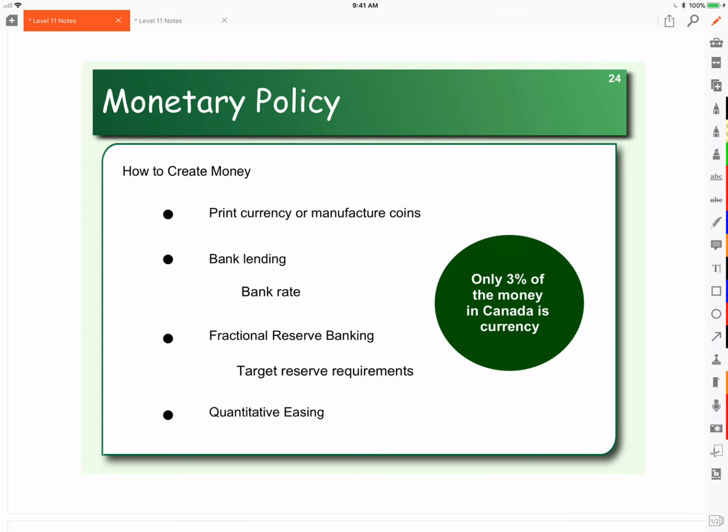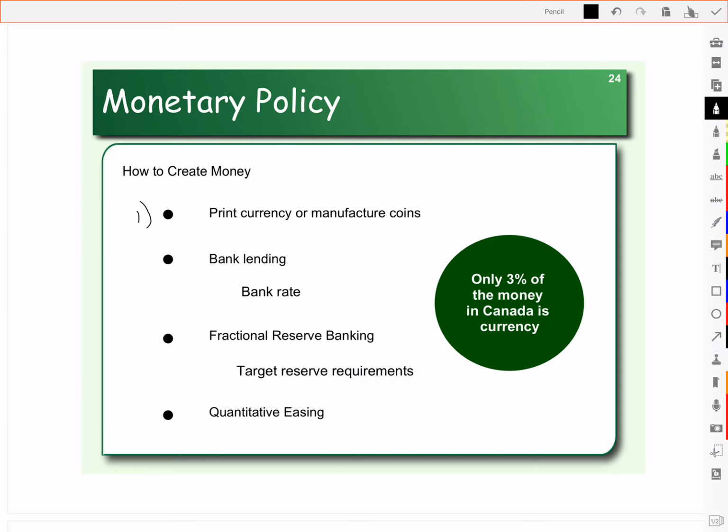So how do we create money in our economy? The first is we print banknotes or we manufacture coins. The second is that we create money through bank lending. So when banks lend money, it adds to the money supply. And we looked at how bank lending adds to the money supply in the previous video.